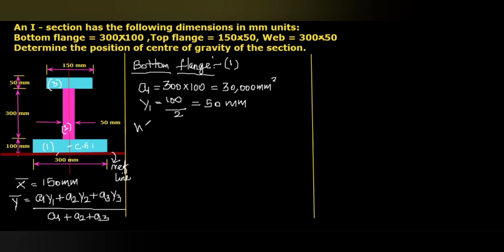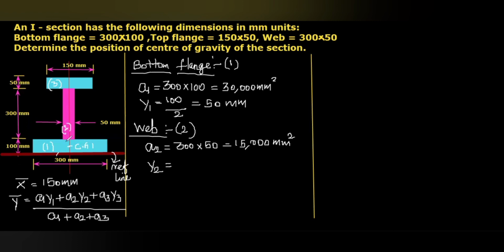Then the web portion, that is rectangle 2. Here, first the area of the web portion. It has 2 dimensions, one is 300 and another one is 50, that means half of the previous value. 300 multiplied with 50, so we will get 15,000 mm square. Then the value of Y2.